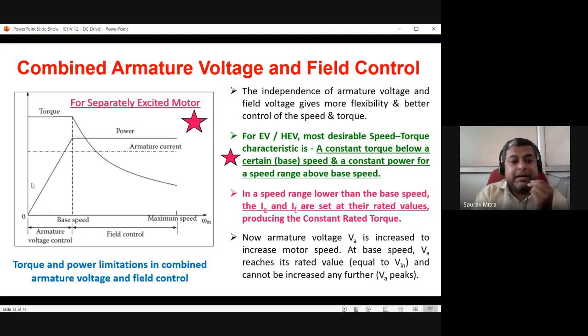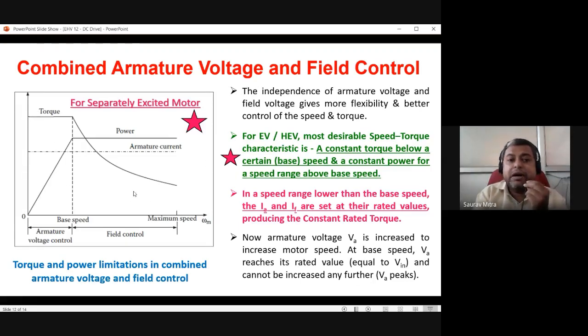What is the requirement? Armature voltage control is used for EV and HEV. The most desirable speed-torque characteristic, this green thing you must remember, for EV and HEV is a constant torque below a certain base speed. You can check this graph here. Below the base speed the torque is constant, and above the base speed the power is constant. This is what is required. I'll repeat: below the base speed the torque is constant, and above the base speed the power is constant.